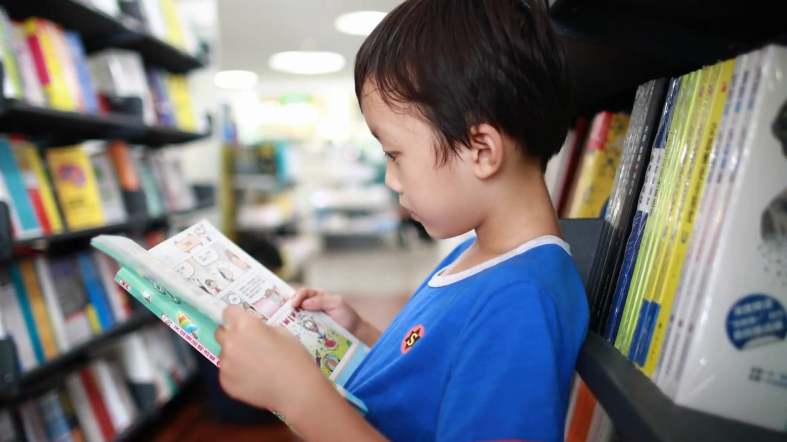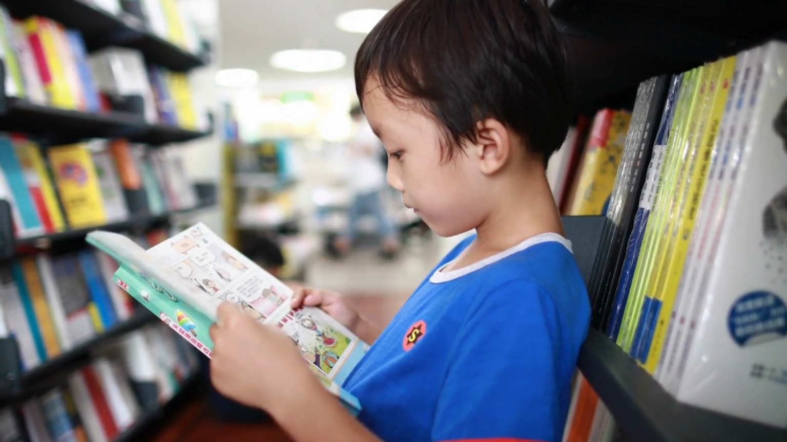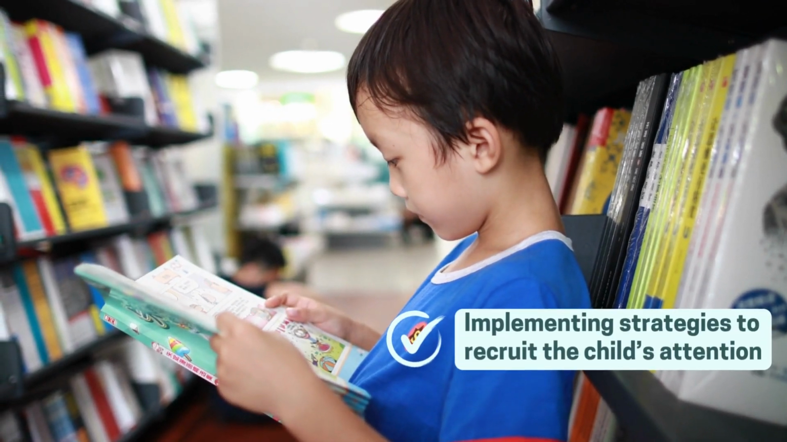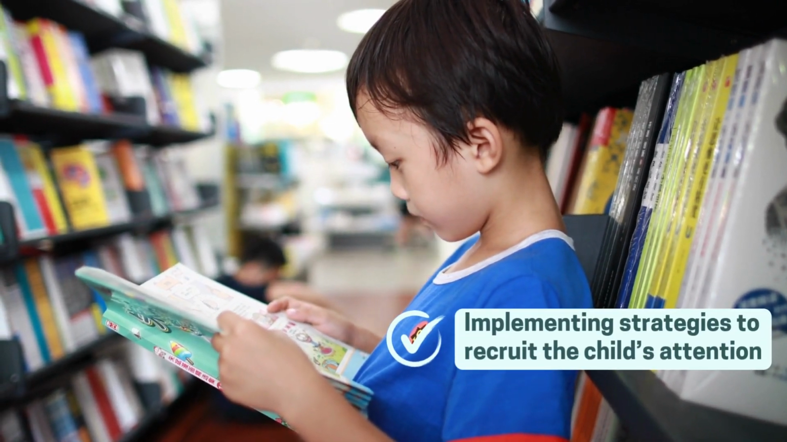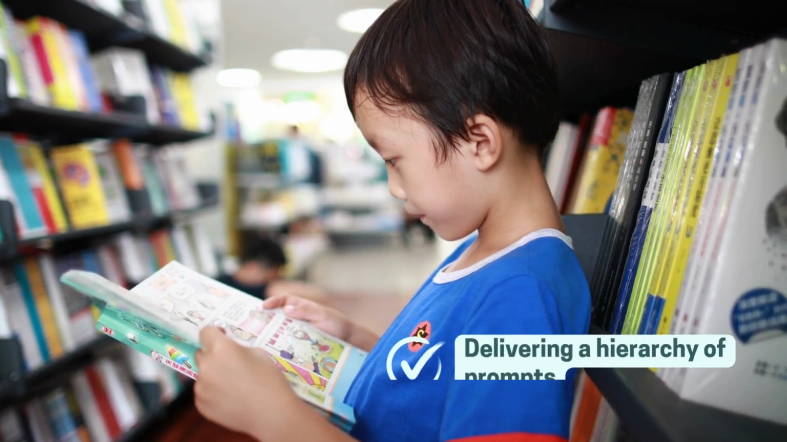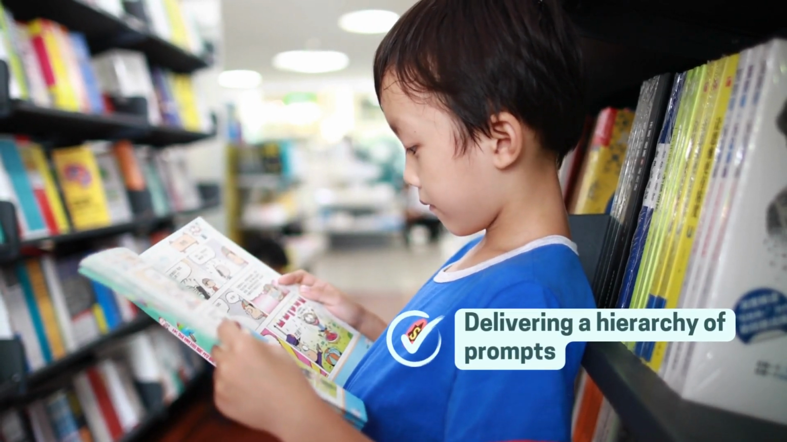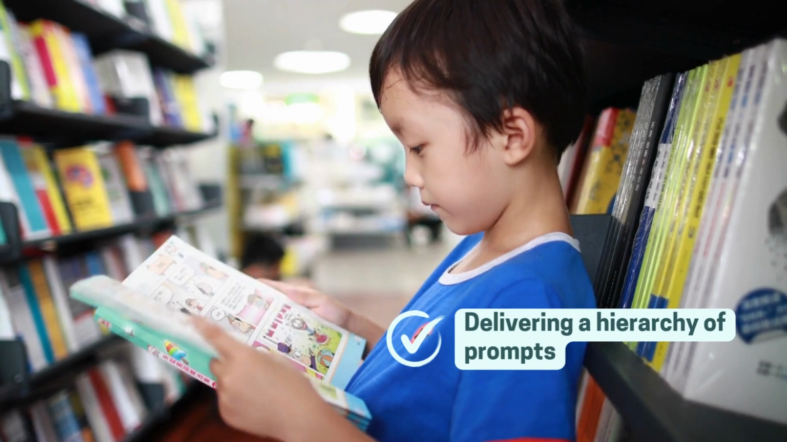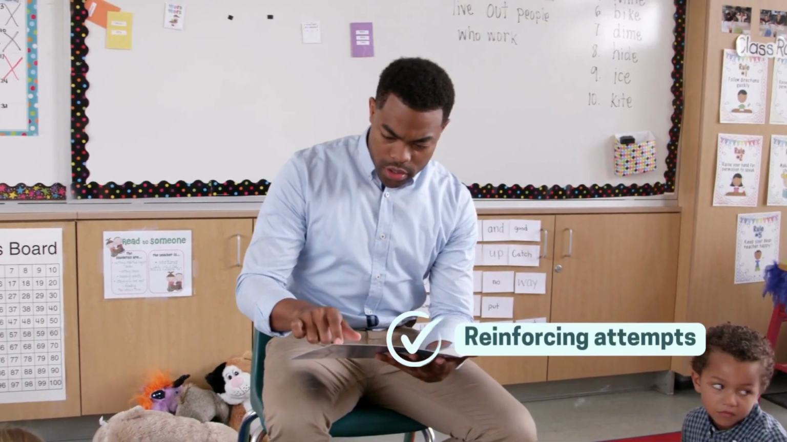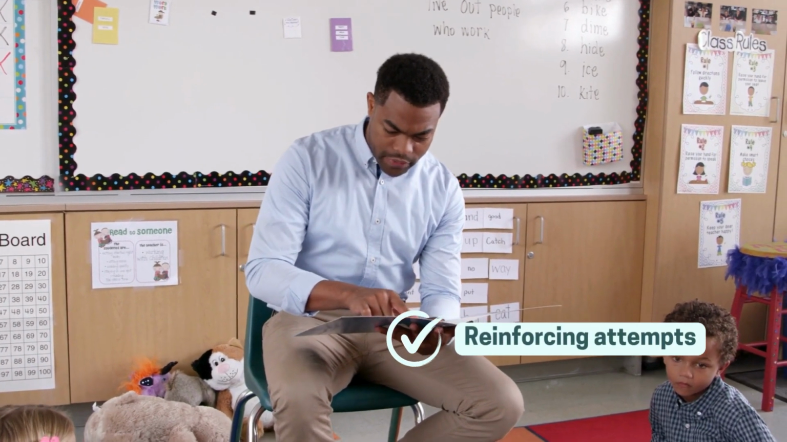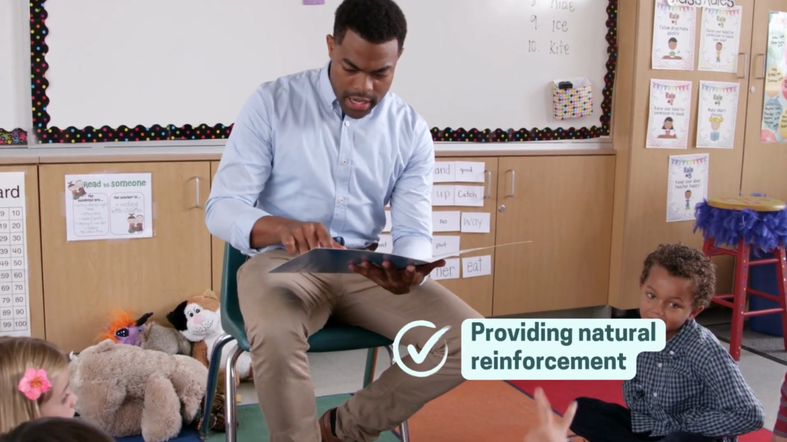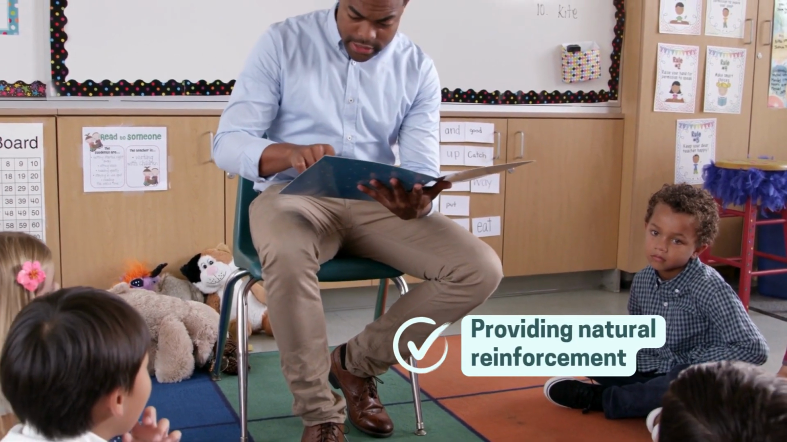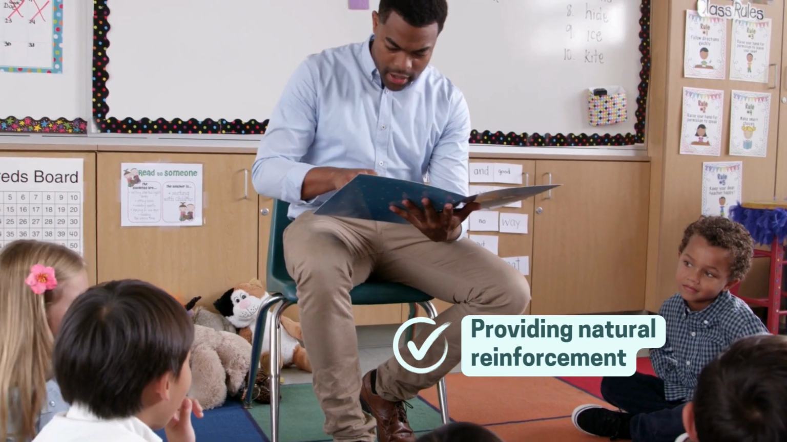For example, you may be engaging in a read aloud using a book about pumpkins. Implementing strategies to recruit the child's attention, like, "Timmy, it's your turn." Delivering a hierarchy of prompts from, "Get the big pumpkin," to, "I wonder where the big pumpkin is." Reinforcing attempts, "Yay, you found the big pumpkin." And providing natural reinforcement. Doing something fun with the pumpkin, like, "Let's put the pumpkin in the wagon."